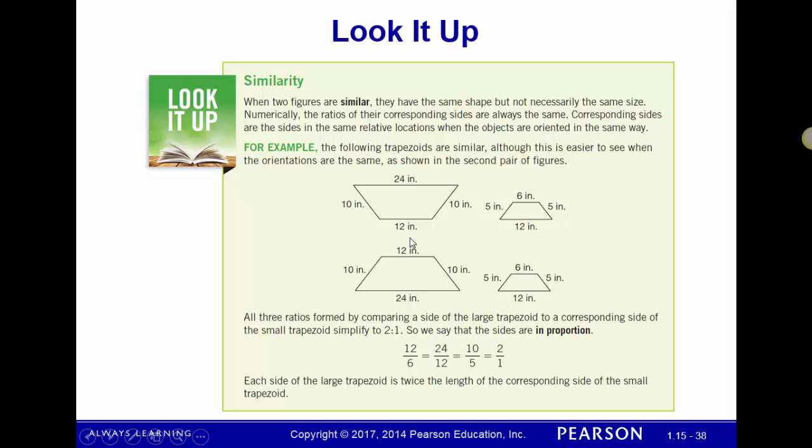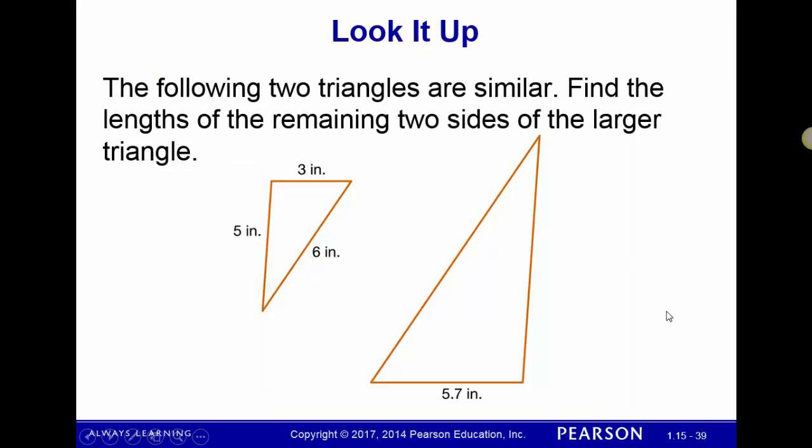So if we take in this figure, this 12 here corresponds to the 6. 12 over 6 is the same as the ratio of 24 to 12. It's actually 2 to 1. And let's try one example with this one. The following triangles are similar. Find the lengths of the remaining two sides of the larger triangle.